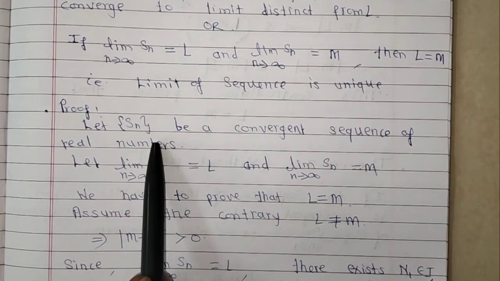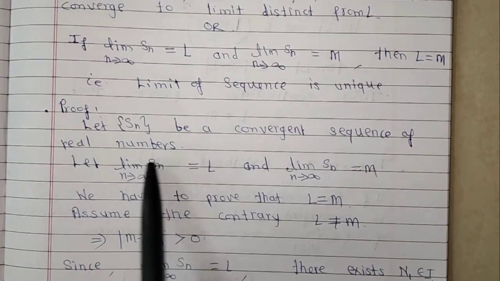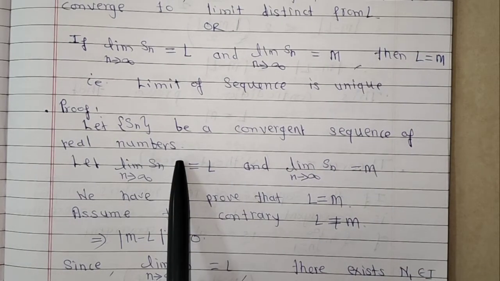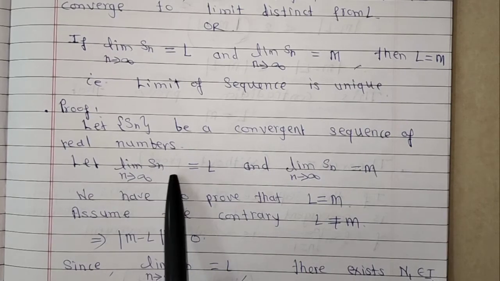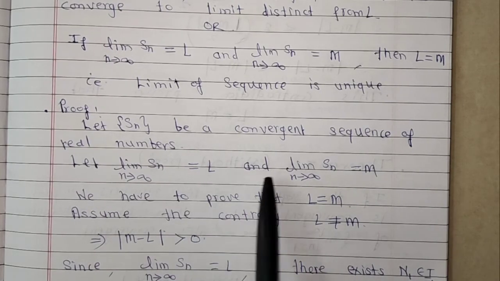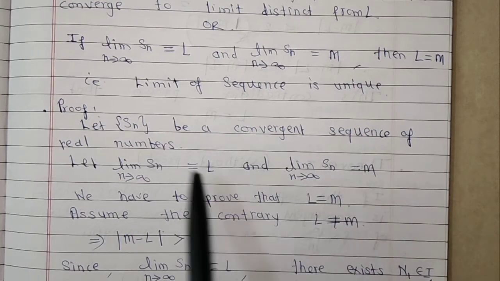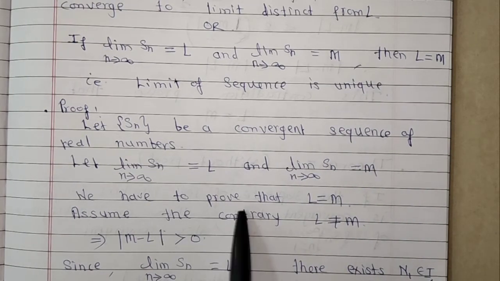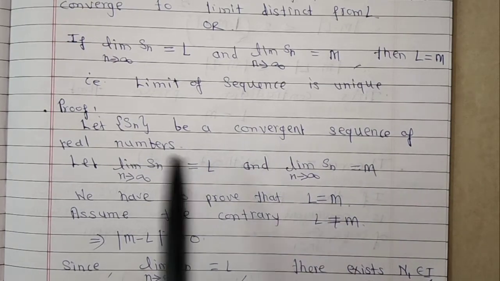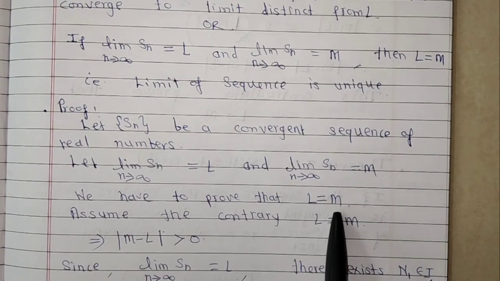Let the sequence Sn be a convergent sequence of real numbers, and let the limit of Sn as n tends to infinity equal L and the limit of Sn as n tends to infinity equal M. It means the sequence Sn has two limits, L and M. We have to prove that L is equal to M, that is, the limit of a sequence is unique.